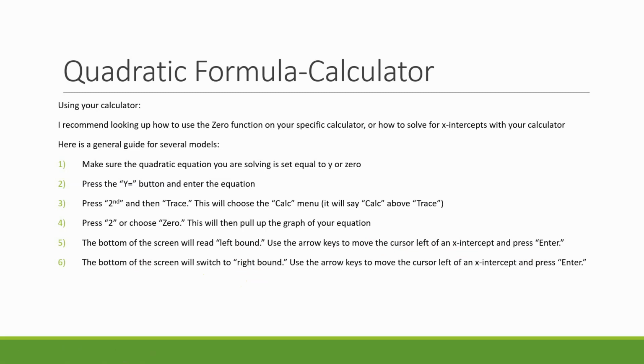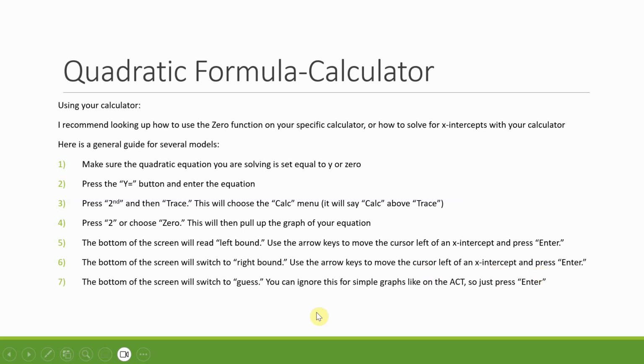Now, for any of these to just be kind of close to it, you don't want to go to the left of the left intercept and to the right of the right intercept, because then there's going to be two things in between them. You're just trying to bracket one of them by close by. So use the arrow keys to get just to the right of whatever x-intercept you want, and press enter. At that point, the bottom of the screen is going to switch from left and right bound to just say guess. You can actually just ignore this for simple graphs like the ACT. That's for more complicated types of things that you're not going to have to worry about. What they technically want you to do is move the cursor as close to the x-intercept as you can, but it's not necessary at all. So you can just ignore it and press enter again.